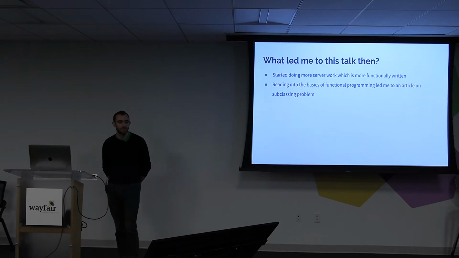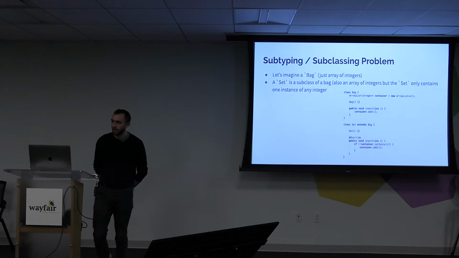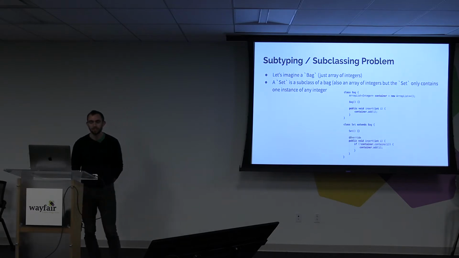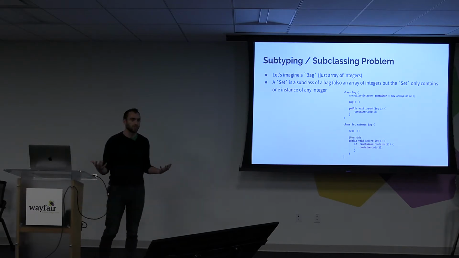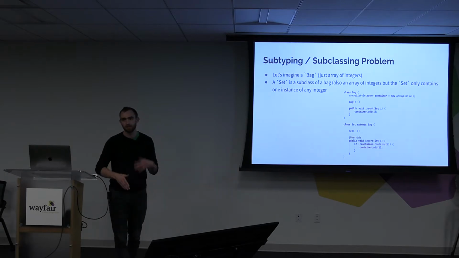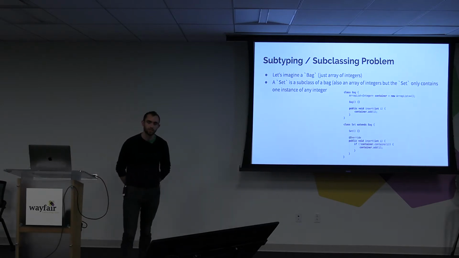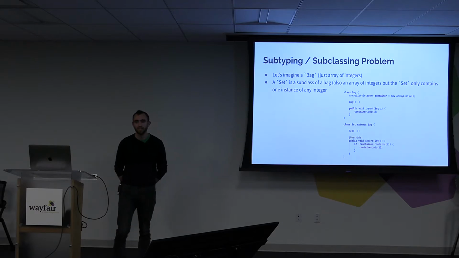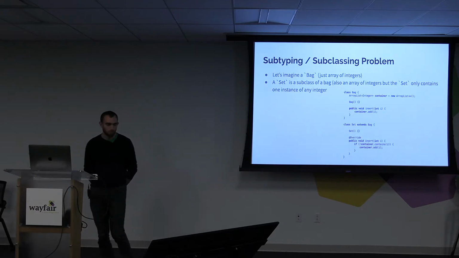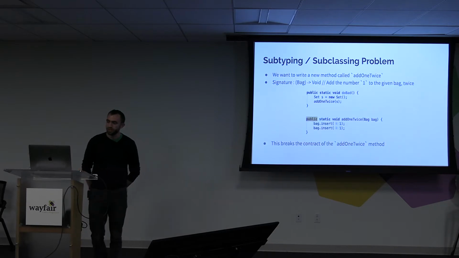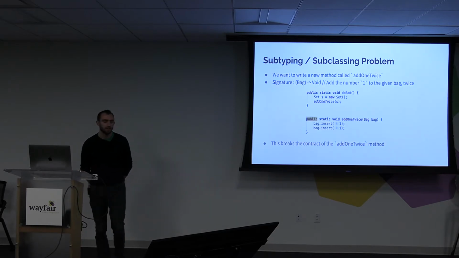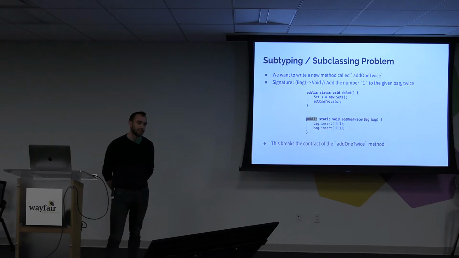But the article talks about this subclassing, subtyping problem within object-oriented programming. And to illustrate this problem, let's imagine you have a class called a bag. It's essentially just an array of integers. You can just throw integers into this bag, put as many as you want in. But we want to create a more specific version of this. So we create a class called set. A set is a subtype of a bag, but it can only have one instance of any integer, right? Pretty straightforward. What we can do is add a method called add1twice that takes in a bag and adds the number 1 to it twice.